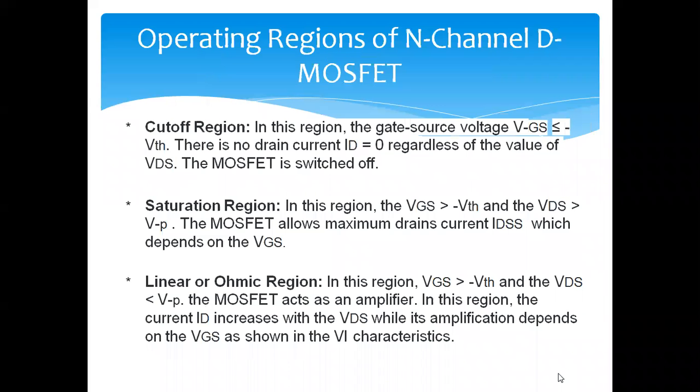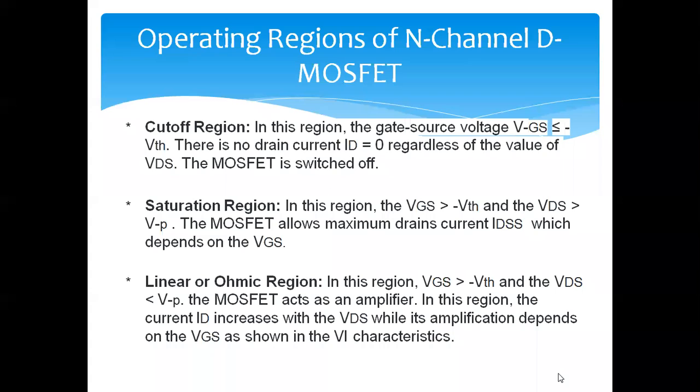Now, what are the operating regions of the N channel depletion MOSFET? What are the different operating regions? First, you have the cutoff region. What is the condition for this cutoff region? In this region, the gate source voltage, that is VGS, is less than or equal to minus VTH.